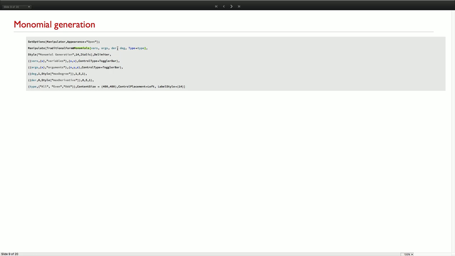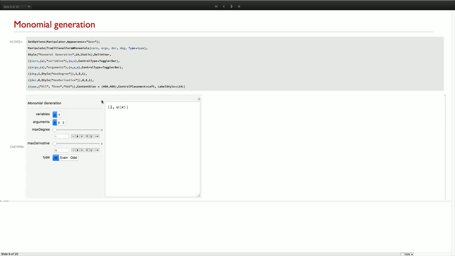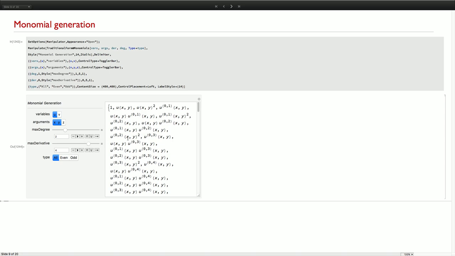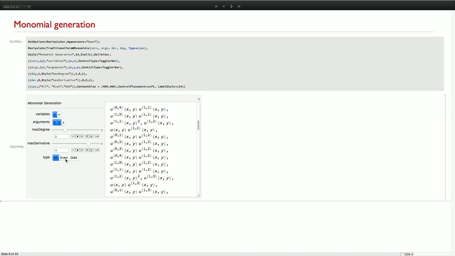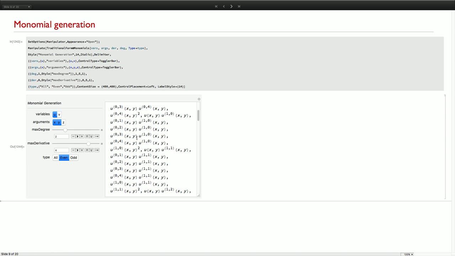And here is one of our basic functions, monomial generation. What it does, it generates monomials with respect to independent variables, maximum degree, maximum derivative order of derivative. Let's see, for example, maximum degree is 2 and maximum derivative order is 4. Here are the generated monomials, and we can change the degree of the whole expression.